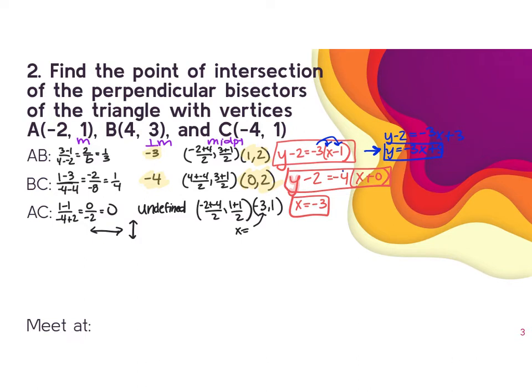Looking at the next one, we're going to distribute -4. So we have y minus 2 equals -4x plus 0. Add 2 to both sides. Y equals -4x plus 2. Our last equation will stay as x equals -3. Can't really simplify that any further. Okay, so now we have 3 different equations we could use.